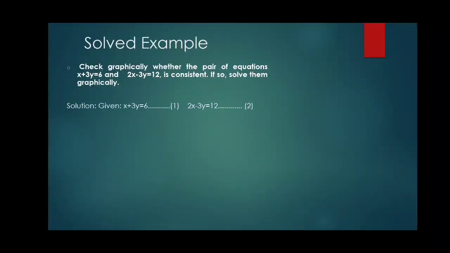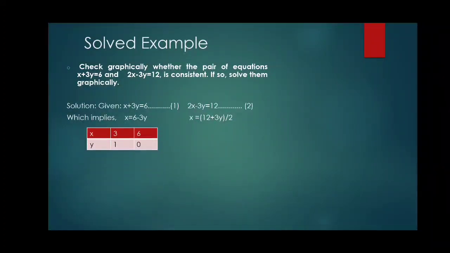So, solution. First, given equations: x plus 3y is equal to 6, that is our first equation, and 2x minus 3y is equal to 12, that is our second equation. On rearranging, we need the points for the equations, so we will rearrange the equations like this. In the first equation, I transposed 3y to the right hand side, so I got x is equal to 6 minus 3y. Similarly, in the second equation, it would be x is equal to (12 plus 3y) divided by 2. So we rearrange both the equations in terms of y to get the values of x.